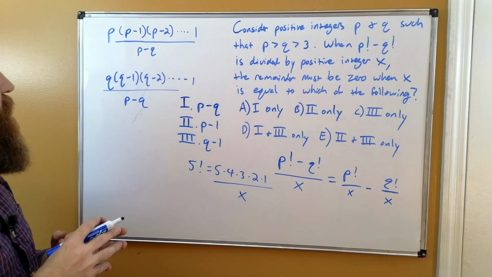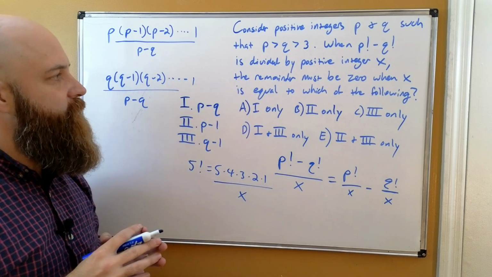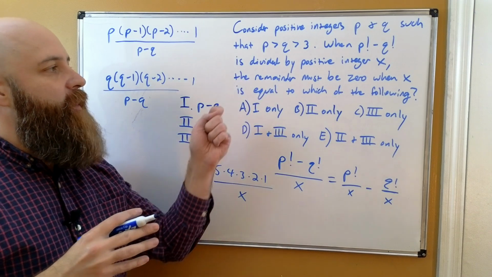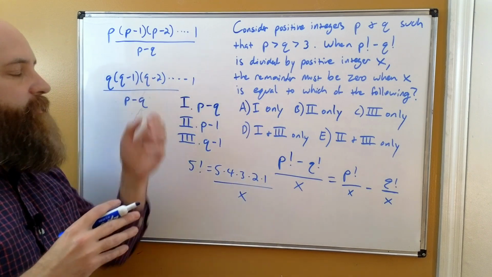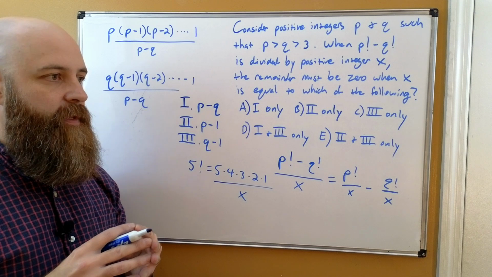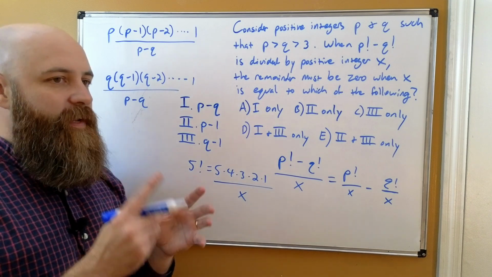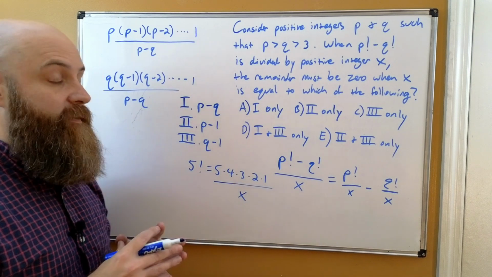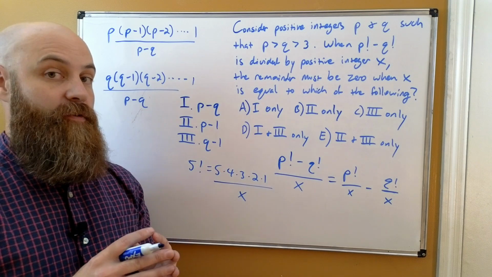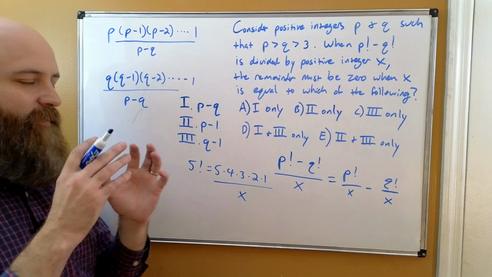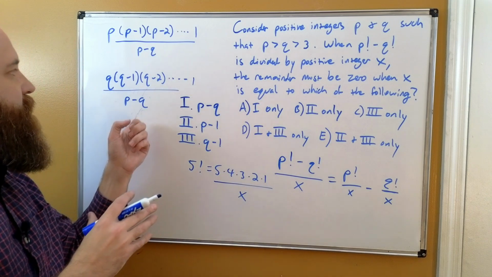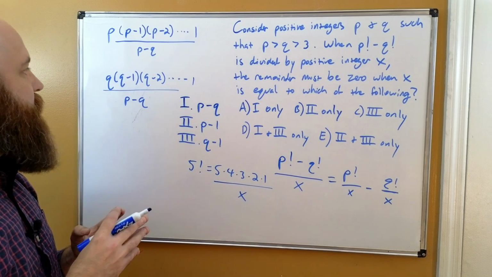Well, at first glance, I'm not really sure, so let me just remind myself of one aspect of this question. I want to find when the remainder must be 0. In other words, p minus q must be a factor of this expression. So if I can find one instance where it's not a factor of that expression, then I can eliminate the answer choice, because I couldn't say it must be. Okay, so I'm going to reframe my goal here as looking for an instance where p minus q is not a factor of q factorial.